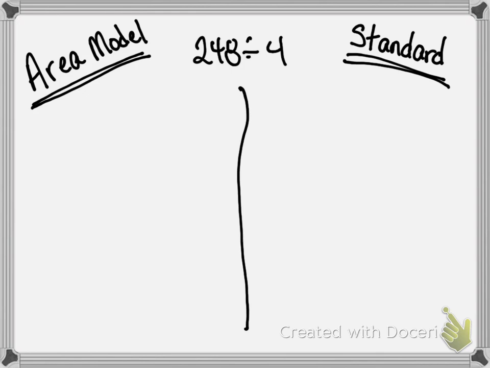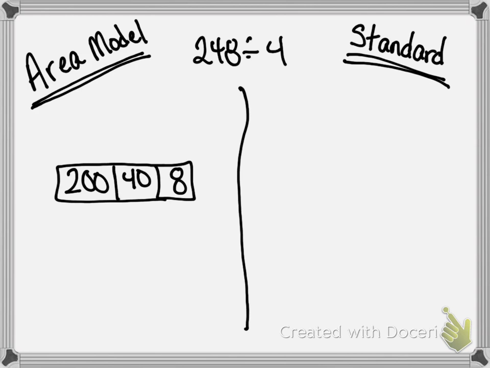Now, the area model way, we haven't really touched base a whole lot, so I'm going to try to give you a quick refresher right now. So it's just like our multiplication area model. We're going to break up 248 into expanded form. So 248, make our boxes here for it. And we're dividing all that by 4.